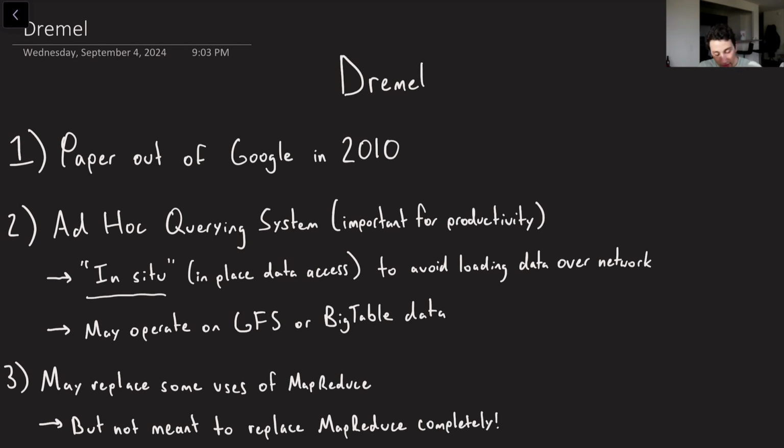So another piece of this is that because we're operating on data in situ, it means that a lot of our actual Dremel nodes are probably also going to be co-located with something like a Bigtable or a GFS process so that we can quickly access all of that data.